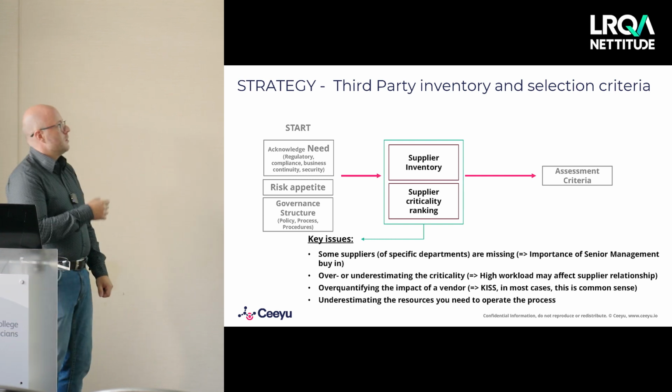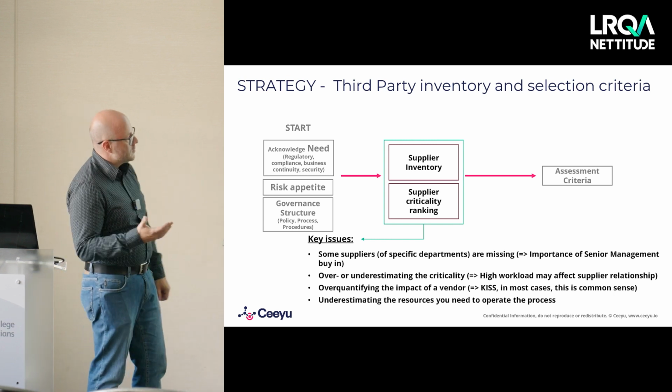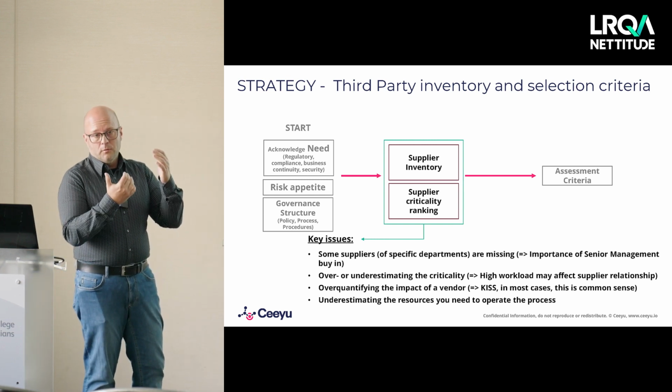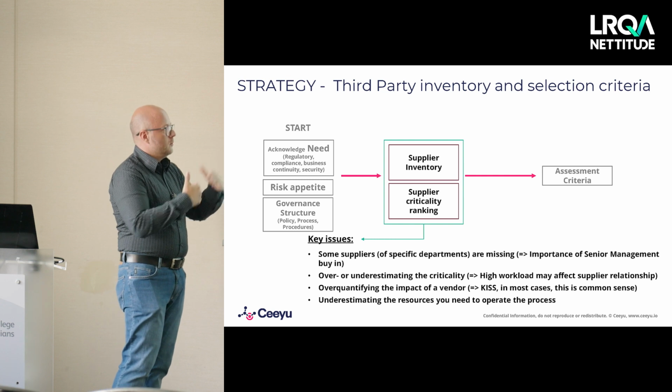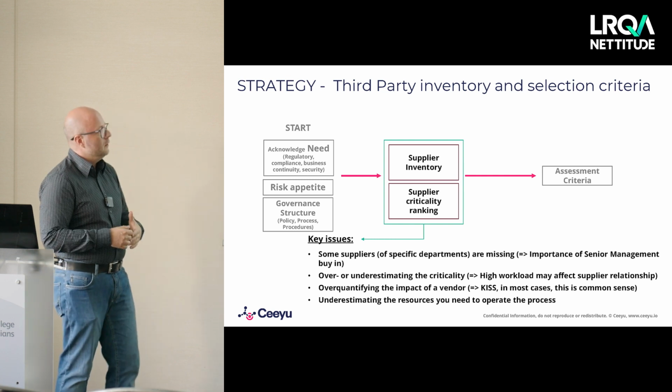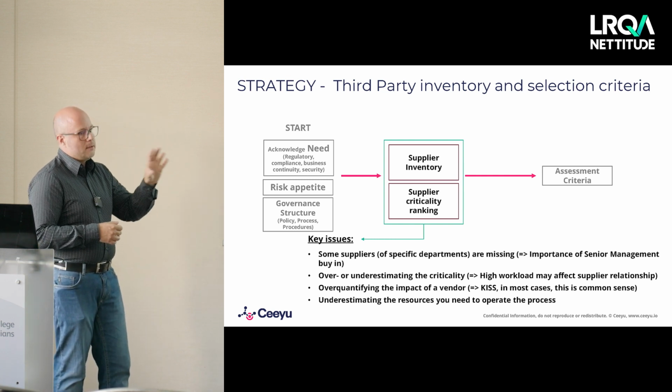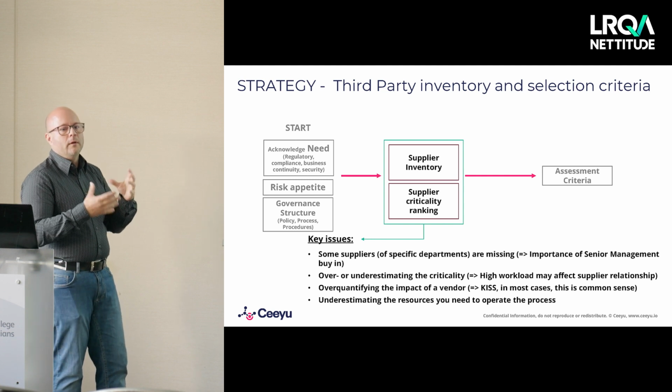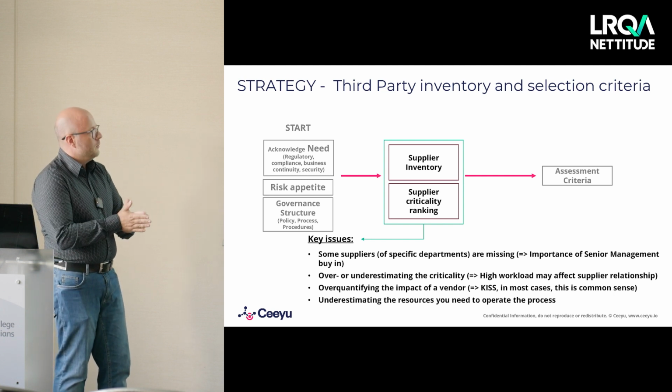So we have a governance structure in place. We have a list of our suppliers. We even managed to rate them from most critical to less critical or least critical. Then we're going to define an assessment criteria. How are we going to assess those suppliers?